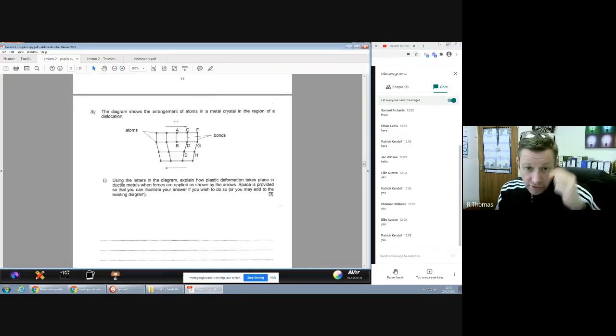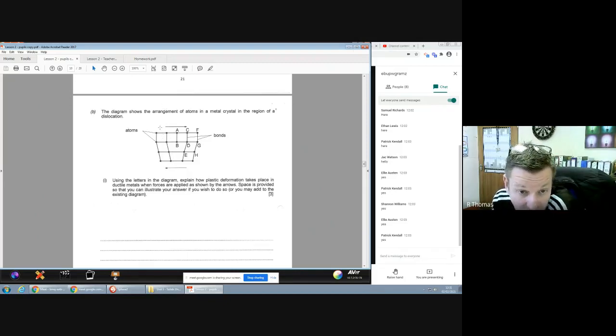The diagram shows the arrangement of atoms in a metal crystal in the region of a dislocation. So it's a bit smaller than the one we looked at earlier. There's not 7 atoms in each column, there's only 4. I have a dislocation of 2 here, and it's missing 2 bonds there, right? And they've labeled these atoms here A, B, C, D, E, F, G, H.